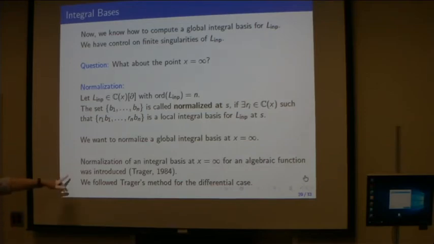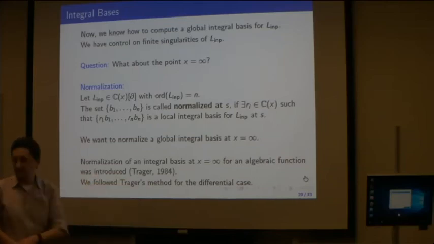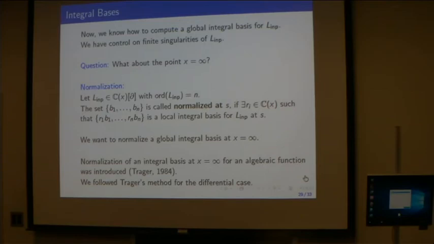So just let me give you an idea. This normalization of an integral basis for algebraic functions was introduced by Barry Trager. We used a very similar method, and we followed his method for the differential case. So now we can compute a global integral basis, and we can also normalize this basis at infinity. Those basis elements will give us gauge transformations, and we can transform our input differential operator to another one. So we will make the exponents at finite points between 0 and 1, and then we will have this normalization to control the exponent at infinity.